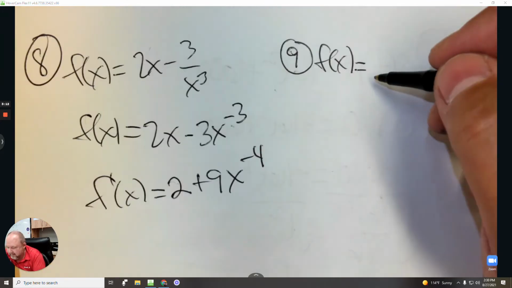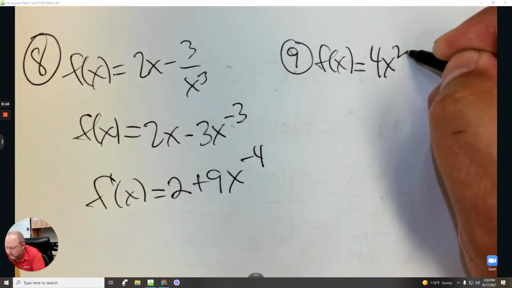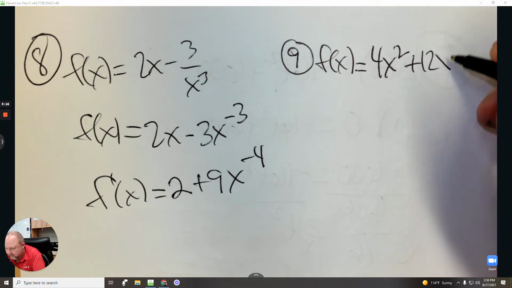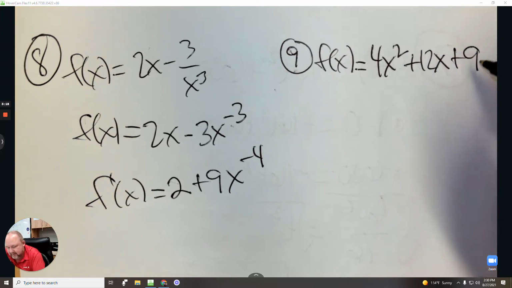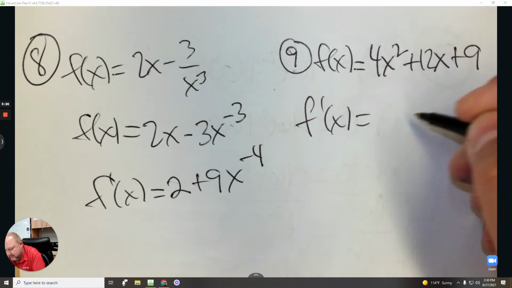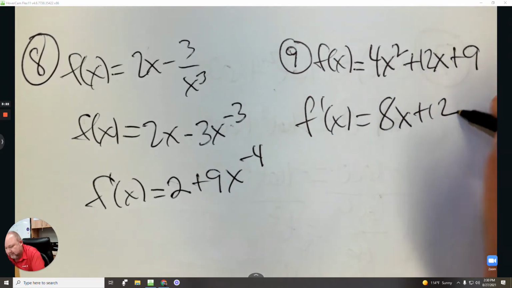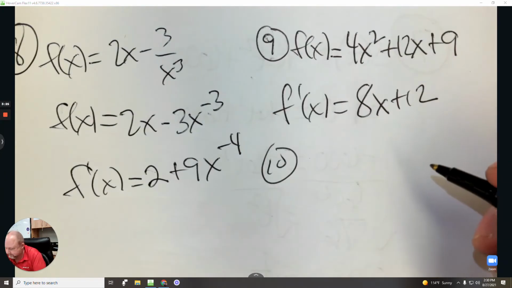I'm going to multiply it out. So I'm going to FOIL it. That's 4x squared. 6 and 6 is 12x. And then 3 times 3 is 9. Then take the derivative. That's 8x plus 12. Number 10.